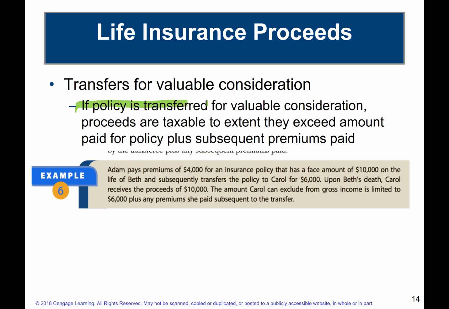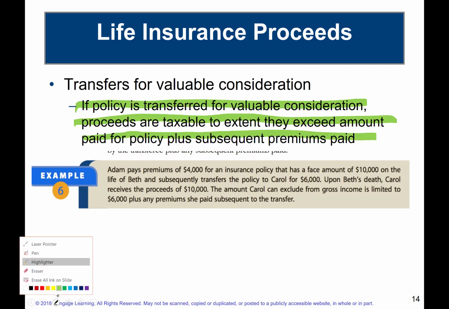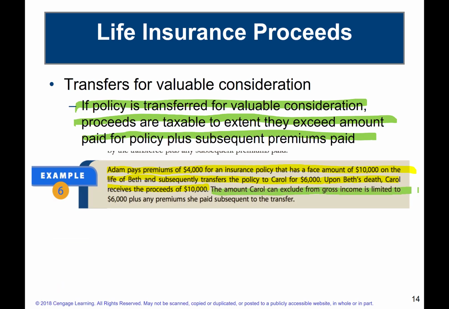Okay, so if the policy is transferred for valuable consideration, proceeds are taxable to the extent they exceed the amount paid for the policy. So you look at this example here: the person pays $4,000 for an insurance policy, face amount of $10,000 on the life of Beth, and subsequently transfers the policy to Carol for $6,000. Then Beth dies, and Carol gets the $10,000. She's going to have to pay what? She can exclude the $6,000, the amount she paid, and of course she would be taxed on what? On the $4,000, because she got insurance proceeds in excess of what she paid for it.